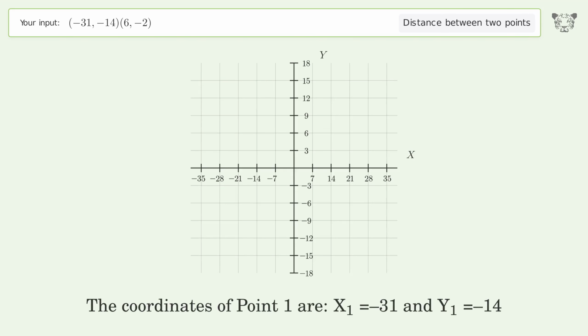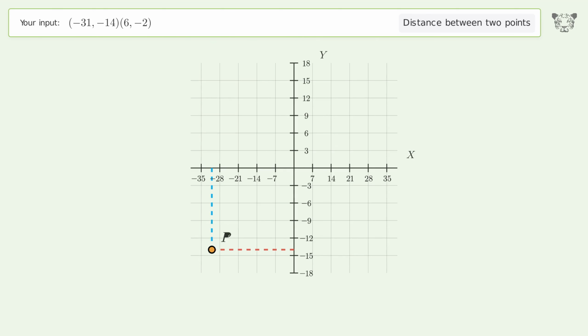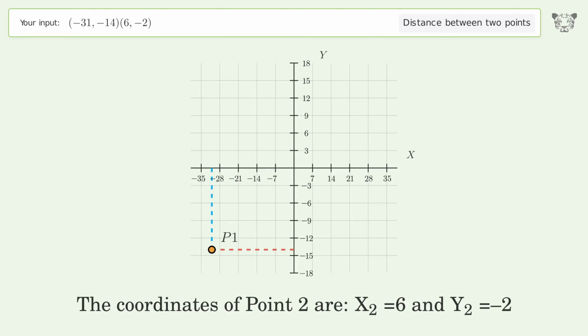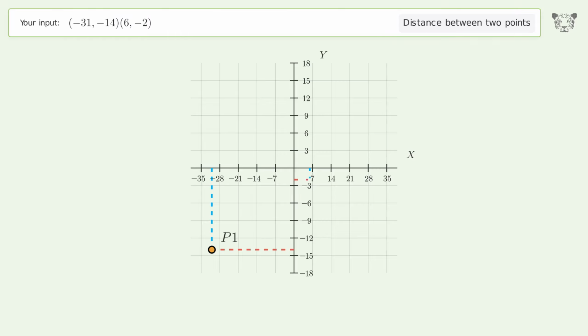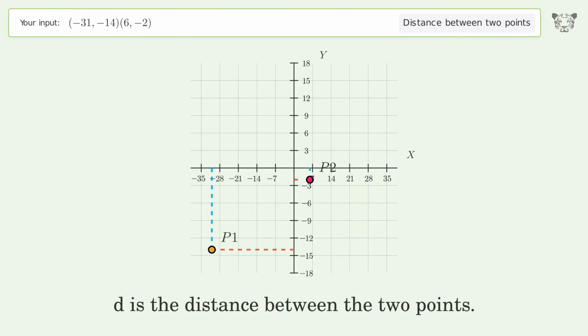The coordinates of point 1 are x1 equals -31 and y1 equals -14. The coordinates of point 2 are x2 equals 6 and y2 equals -2. D is the distance between the 2 points.